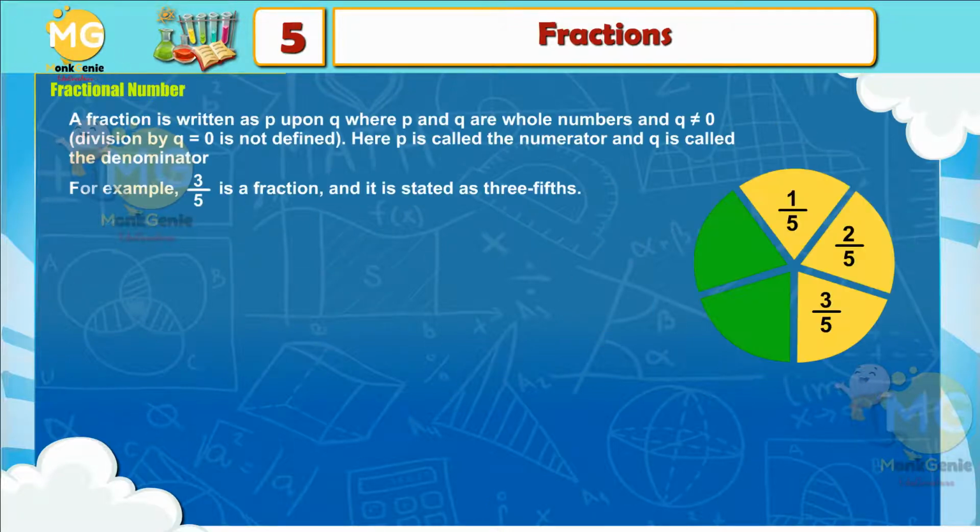Fractional number. A fraction is written as p upon q, where p and q are whole numbers and q is not equal to 0. Division by q equal to 0 is not defined. Here p is called the numerator and q is called the denominator. For example, 3 upon 5 is a fraction and it is stated as 3/5.